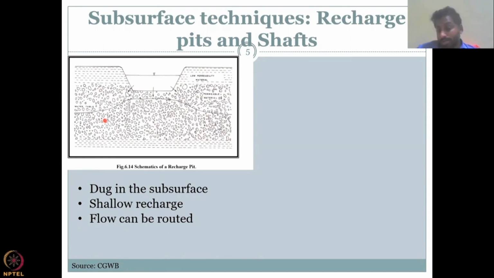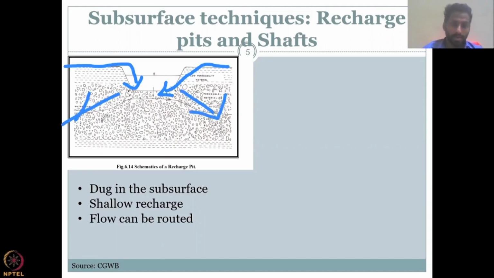Here also, you can route your top flow, like surface runoff or any other flow, into this recharge pit, and from the recharge pit, the water can move as recharge. Further recharge can be happening this way. So instead of water directly coming down through the low permeable material, you put the water into these units, and from the unit, the water is coming down. So that is a big difference.